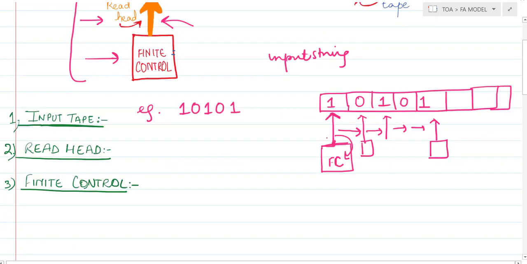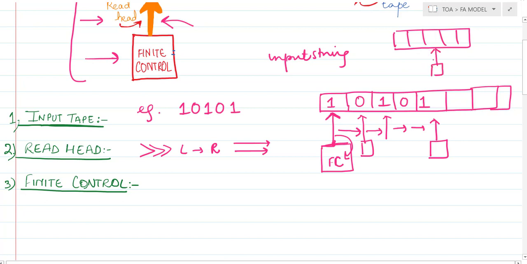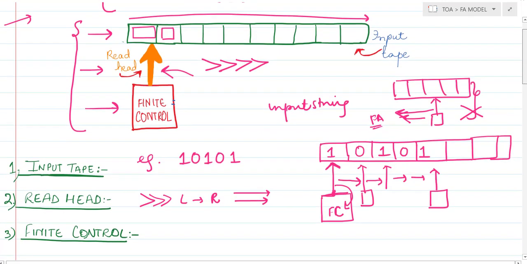One most important thing regarding the read head is that in this case it only moves in one direction, that is from left to right. It only moves towards the right. For example, let me take an input string like this and the read head is present over here. You can't expect this read head to move in the backward direction. No. In this type of finite automata, this case is not possible. So it only moves in one direction, that is towards the right. You have to keep this in mind.